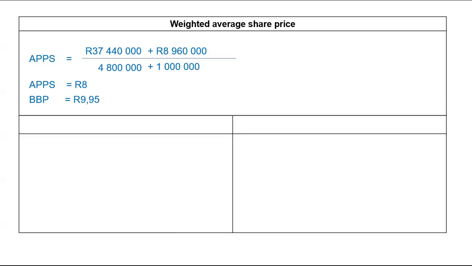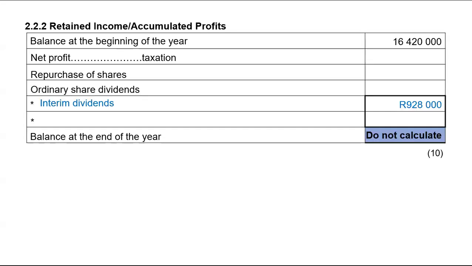Check them out. You will notice that here we made a loss, and our loss will be the difference between that 9 Rand 95 and 8 Rand. And that loss will be recorded in your retained income note. You will take that 9 Rand 95 minus 8 Rand multiplied by the number of shares that were bought back. How many shares were bought back? 250,000. But because it is a loss, you put it in brackets. Great. That's it with respect to the buyback of shares.